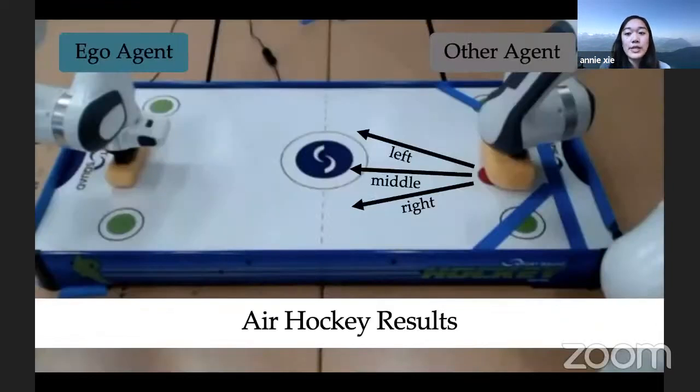Finally, we tested our approach in the air hockey game described earlier. So as a reminder, the other agent strikes the puck either to the left, down the middle, or to the right. And after each trial, the other agent will select a new strategy based on the last interaction. Specifically, it always aims away from where the ego agent last blocked.